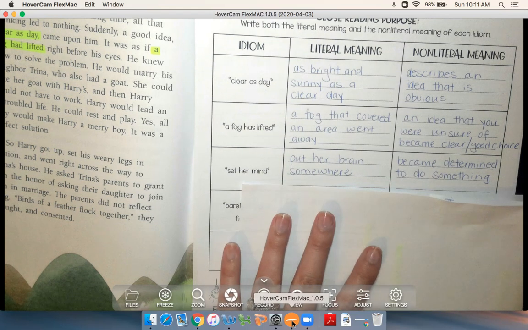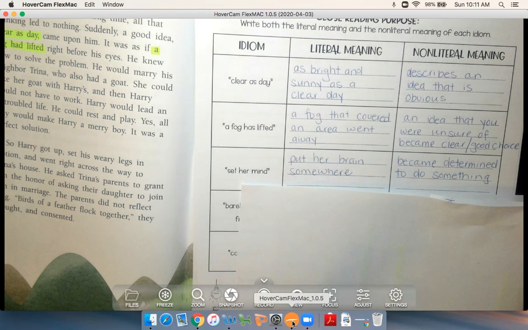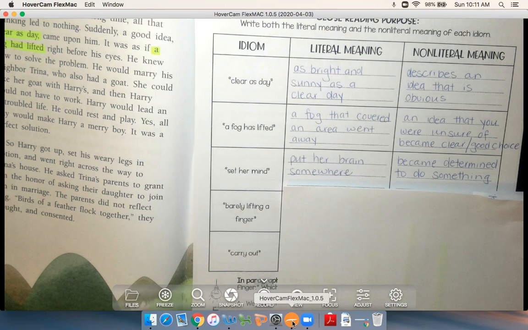So it doesn't mean pick up your brain and put it on the table. It doesn't mean pick up your brain and put it on your dresser. It means that you've become determined to do something. Okay? Now, the next one is one that you might have heard of before, too.